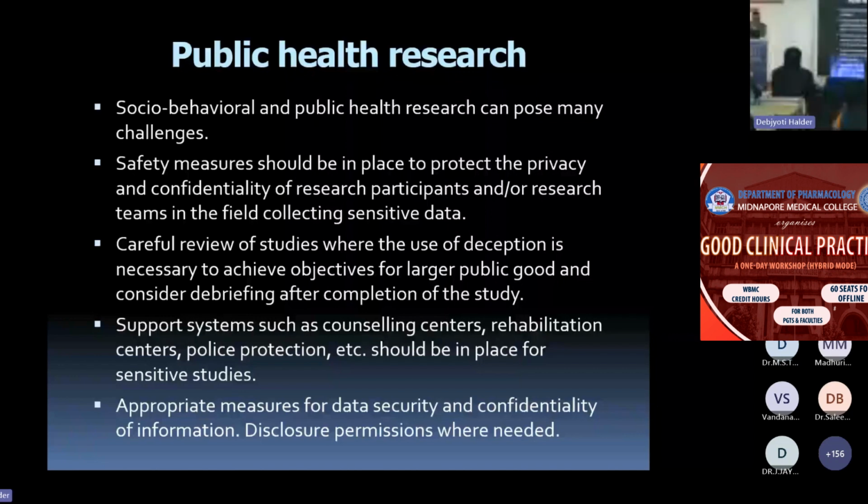Appropriate measures for data security and confidentiality of information. So today's newspaper, there is a thing that huge Aadhaar data breach from the archives of Indian Council of Medical Research. All that is being debated today.